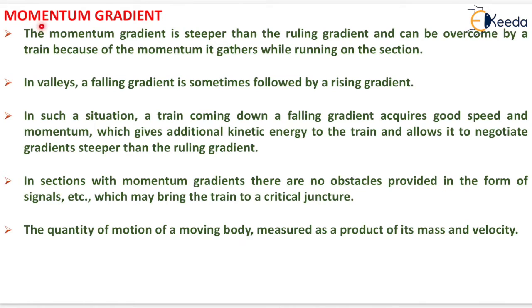Now, the next one is momentum gradient. The momentum gradient is steeper than the ruling gradient and can be overcome by a train because of the momentum it gathers while running on the section. In valleys, a falling gradient is sometimes followed by a rising gradient. In such a situation, a train coming down a falling gradient acquires good speed and momentum, which gives additional kinetic energy to the train and allows it to negotiate gradients steeper than the ruling gradient.